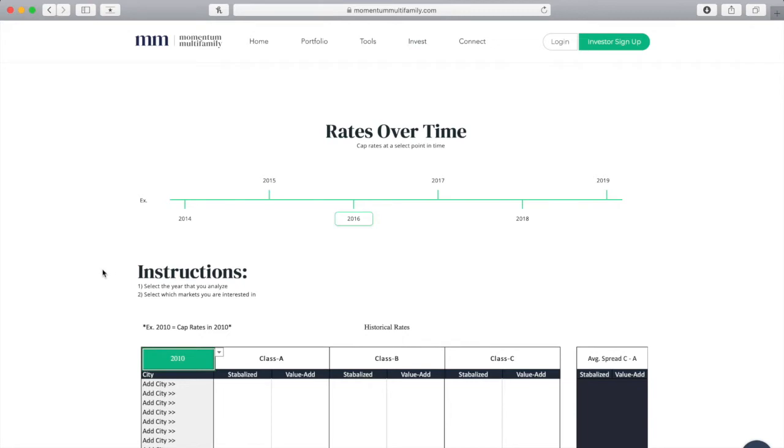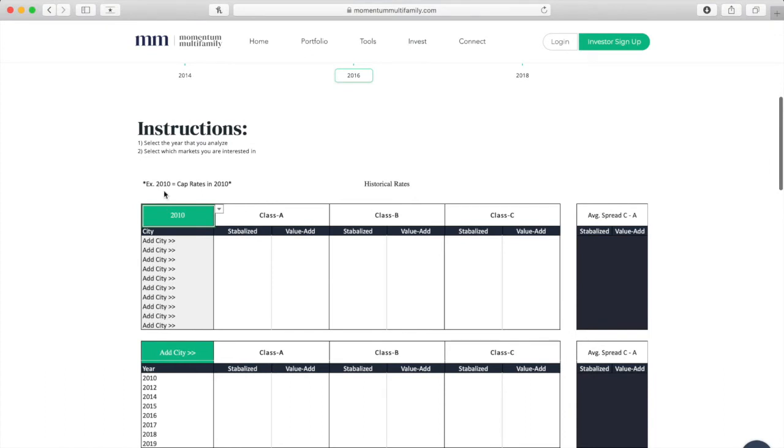So if we scroll down here, we've got rates over time. So this is a look at cap rates at a select point in time. As you can see from our example here, we've got this little timeline. If we want to look, for example, at what cap rates were in 2016, this is what that tool is for. So again, we've got a little note here: whatever year you've got selected is the year that you'll be looking at cap rate data for. And we've got some instructions for you real quick. Select the year that you want to analyze and then select which markets you're interested in.